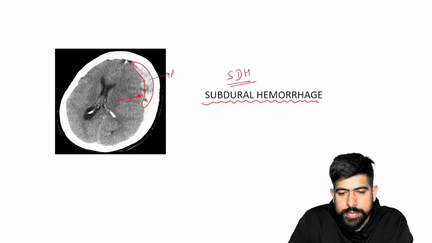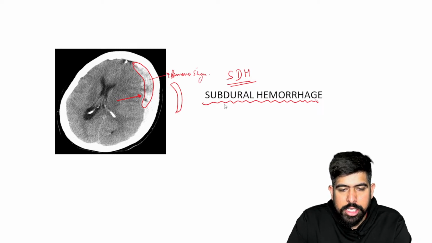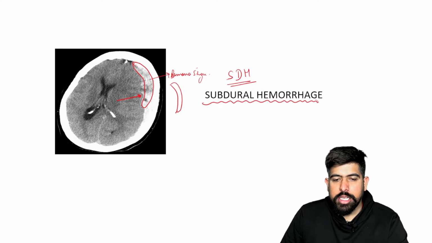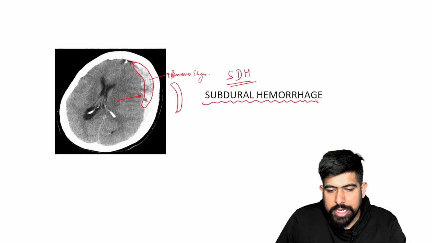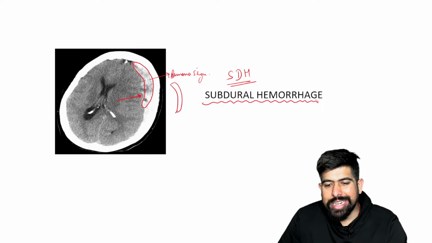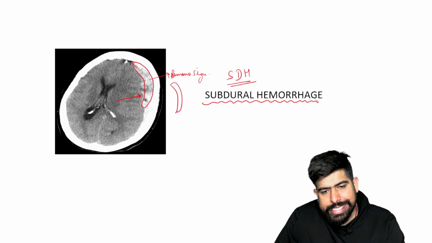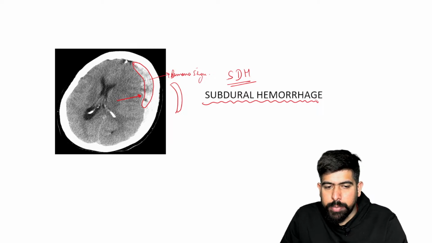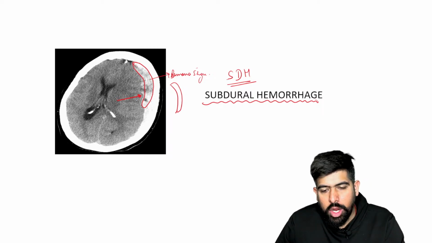Can you see? This is kind of a banana which you can see over there. This is the banana sign which you will find here. A crescentic appearance of the hemorrhage, you can say the banana sign or the crescent sign. Both are the same. Crescent sign or banana.